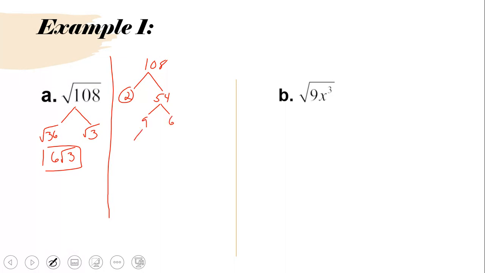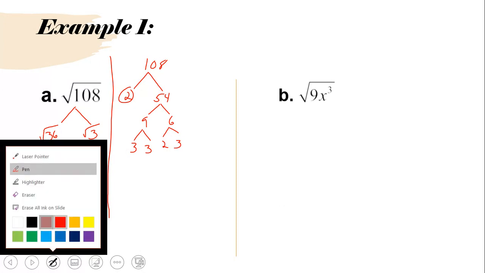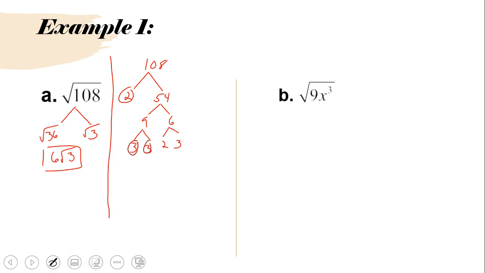Well, where can I go after this? Well, 9 could be 3 and 3. And 6 can be 2 and 3. So when I use the factor tree, I have to get them into prime numbers. So once all of these numbers here, don't forget about this guy up here, are prime numbers, then I write everything underneath the square root. So underneath the square root, I've got a 2. I've got another 2. And then I've got 3 3s.